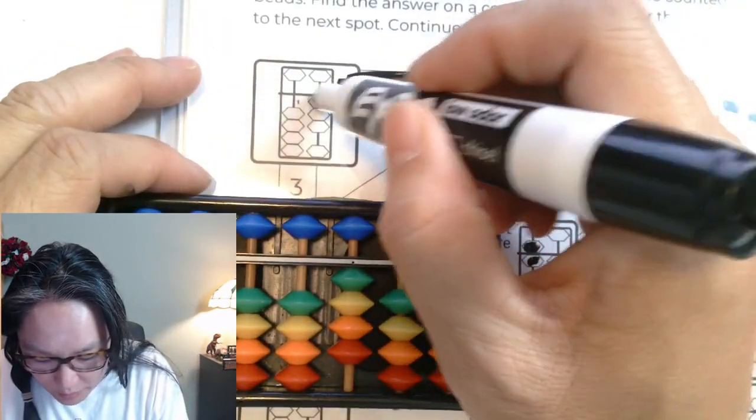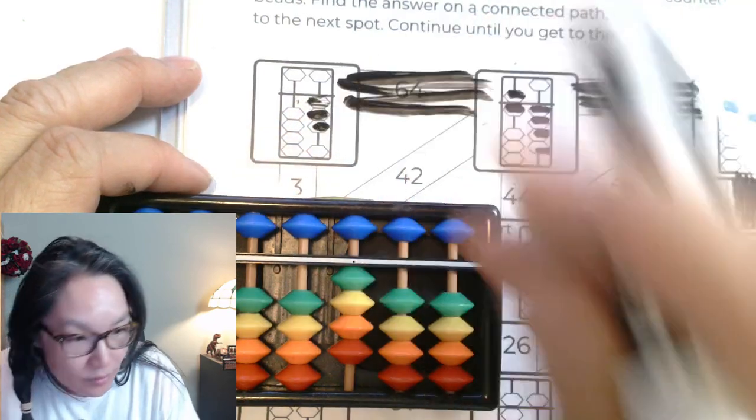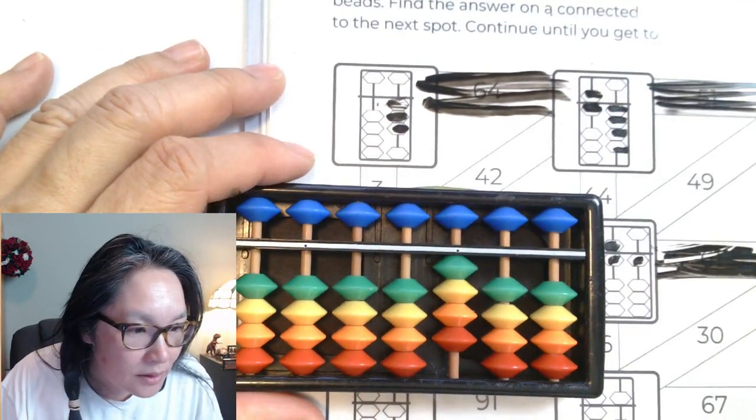If we have this, 1... What number is that? Did that make sense? Let me know.